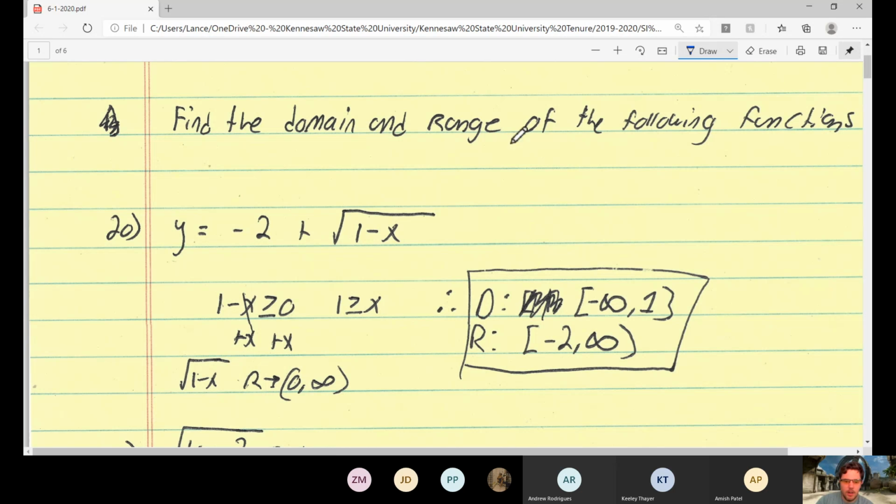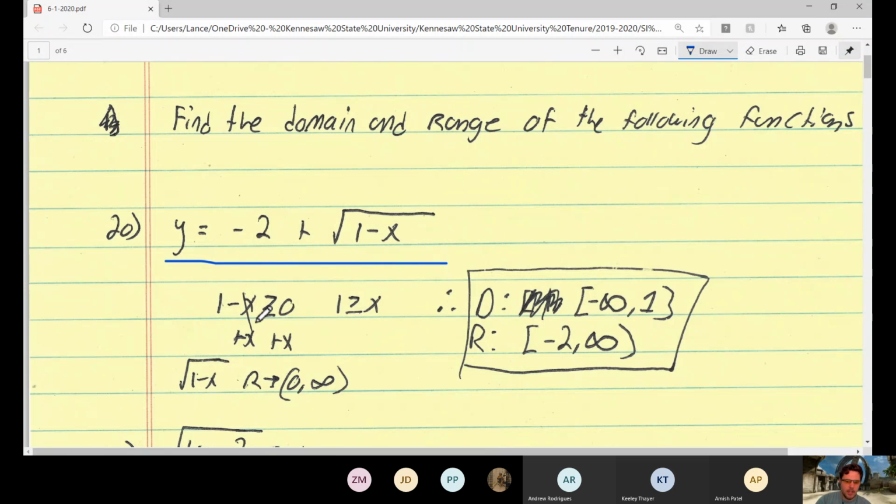So if you have this function right here, -2, you've got to identify each term, and a term is separated by a plus or minus sign. You have to identify each term in its domain. So the domain of -2 is from -infinity to infinity. That's no problem. But for the domain of this square root function, square roots have to be positive.